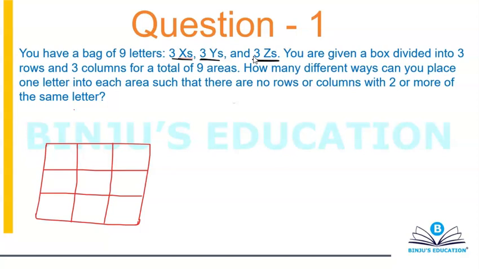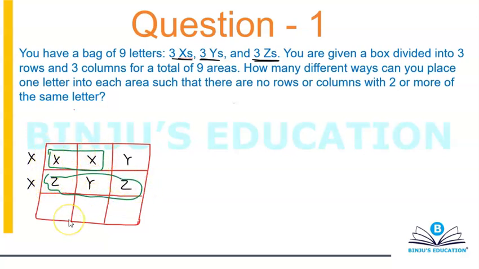How many different ways can you place one letter into each area such that no rows or columns have 2 or more of the same letter? First of all, let's understand what we mean by this condition given to us, that is, no rows or columns with two or more of the same letters. If you try to fill in your grid as x x y z y z, this is incorrect. You can't have two x's in the same row. You can't have two z's in the same row.